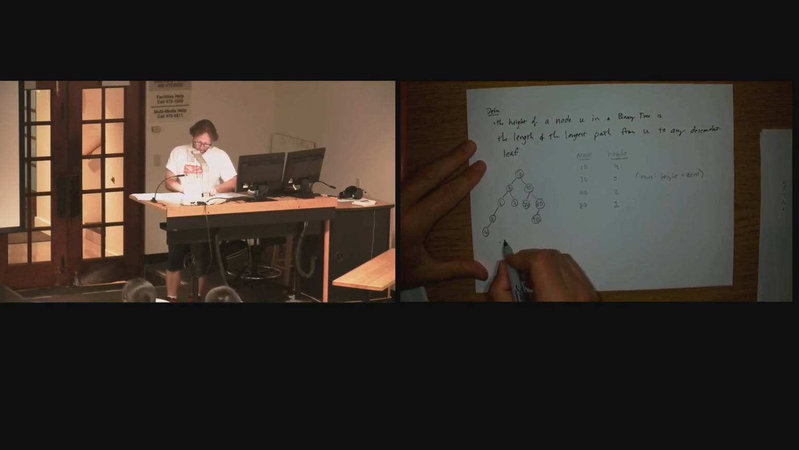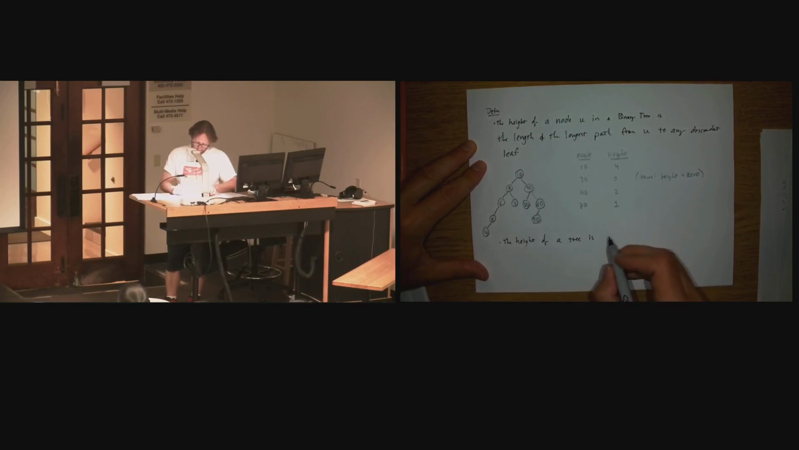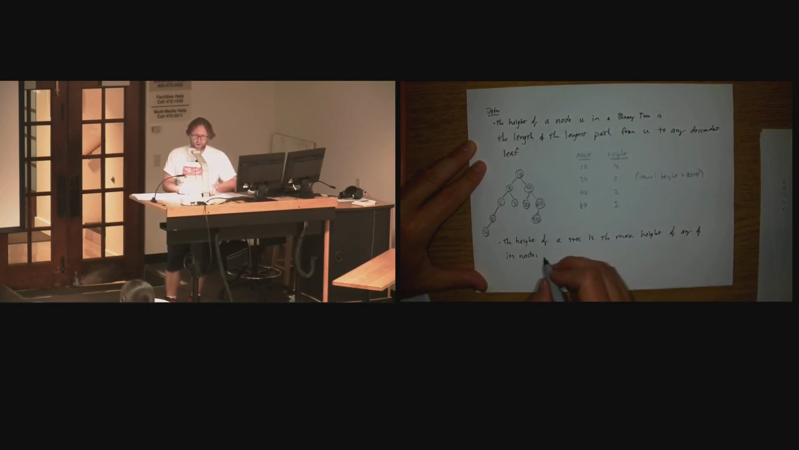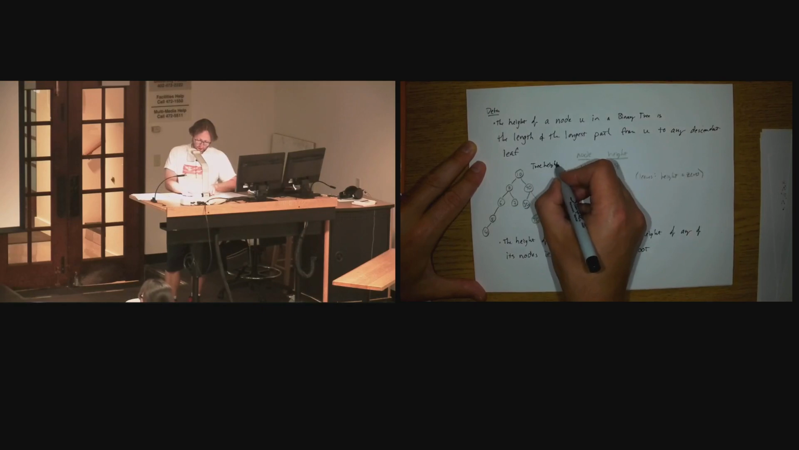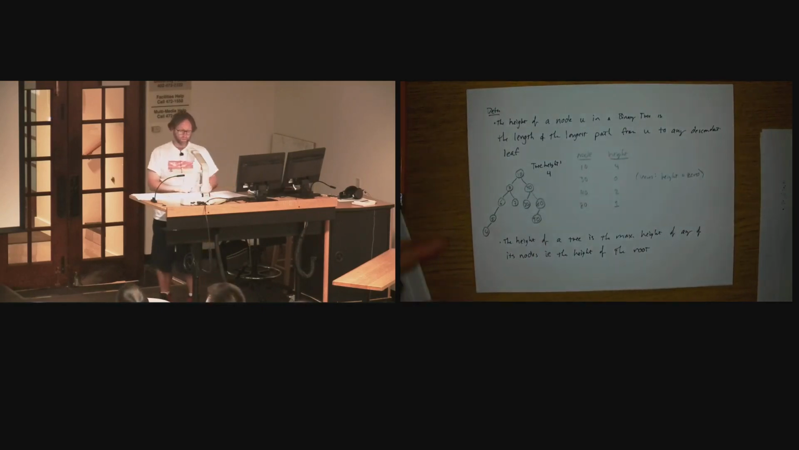Definition. The height of a tree is the maximum height of any of its nodes. Let me rephrase this. The height of a tree is the max of any of its nodes. Well, what's going to be the max? I.e., the height of the root. That's where the height is going to be maximized, right? Because it's already defined in terms of the longest path. In this case, the tree height is going to be, we've already enumerated it here, 4.